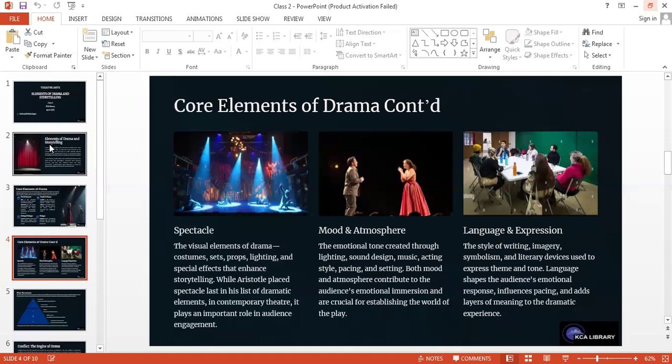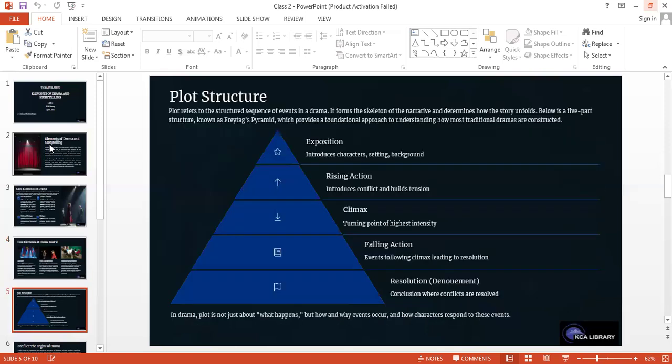The last is language and expression. It is the style of writing, imagery, symbolism, and literary devices used to express theme and tone. Language shapes the audience's emotional response, influences the pacing, and also adds layers of meaning to the dramatic experience.